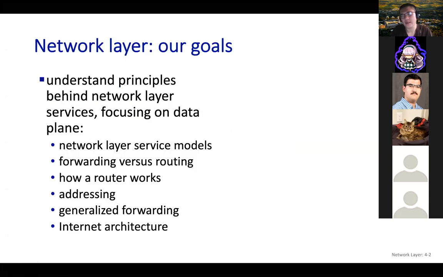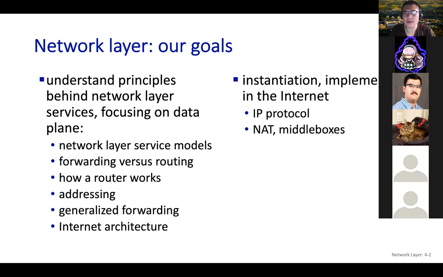So we have already learned the application layer and the transport layer. Now we need to go to the next layer, as the title of this textbook says, from top to down. So let's do it one by one. Today we are talking about the network layer. Our goal is to understand the principles behind the network layer service, focusing on the data plane. We will talk about what the data plane is and what the control plane is: the network layer service model, forwarding versus routing, how a router works, how addressing happens, and generalized forwarding and internet architecture, something we have already mentioned.